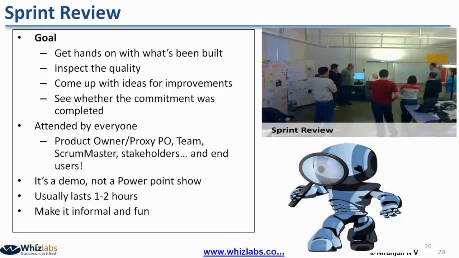The sprint review is done against the definition of done and the acceptance criteria. Normally the acceptance criteria will be given by the product owner, and the definition of done will have to be identified by the Scrum team and then agreed with the product owner.